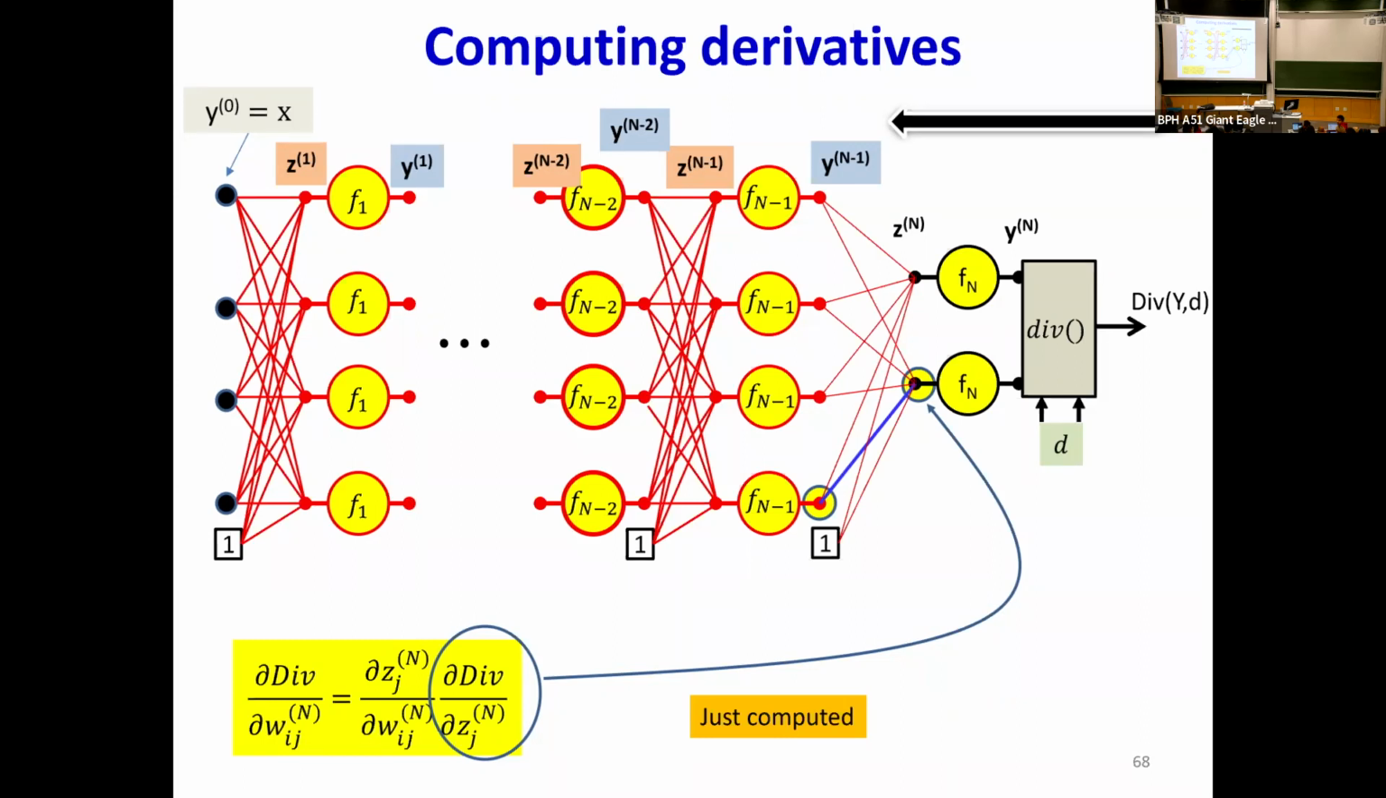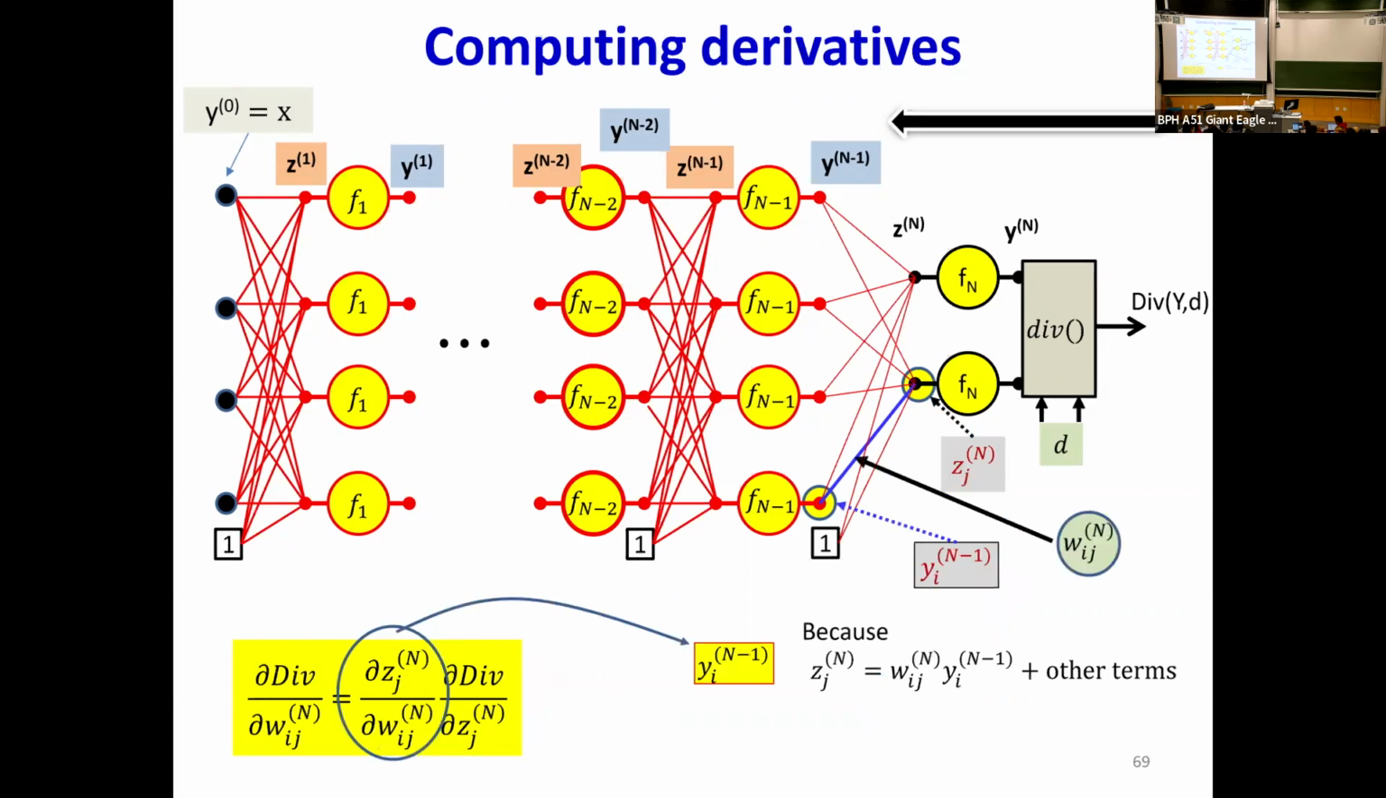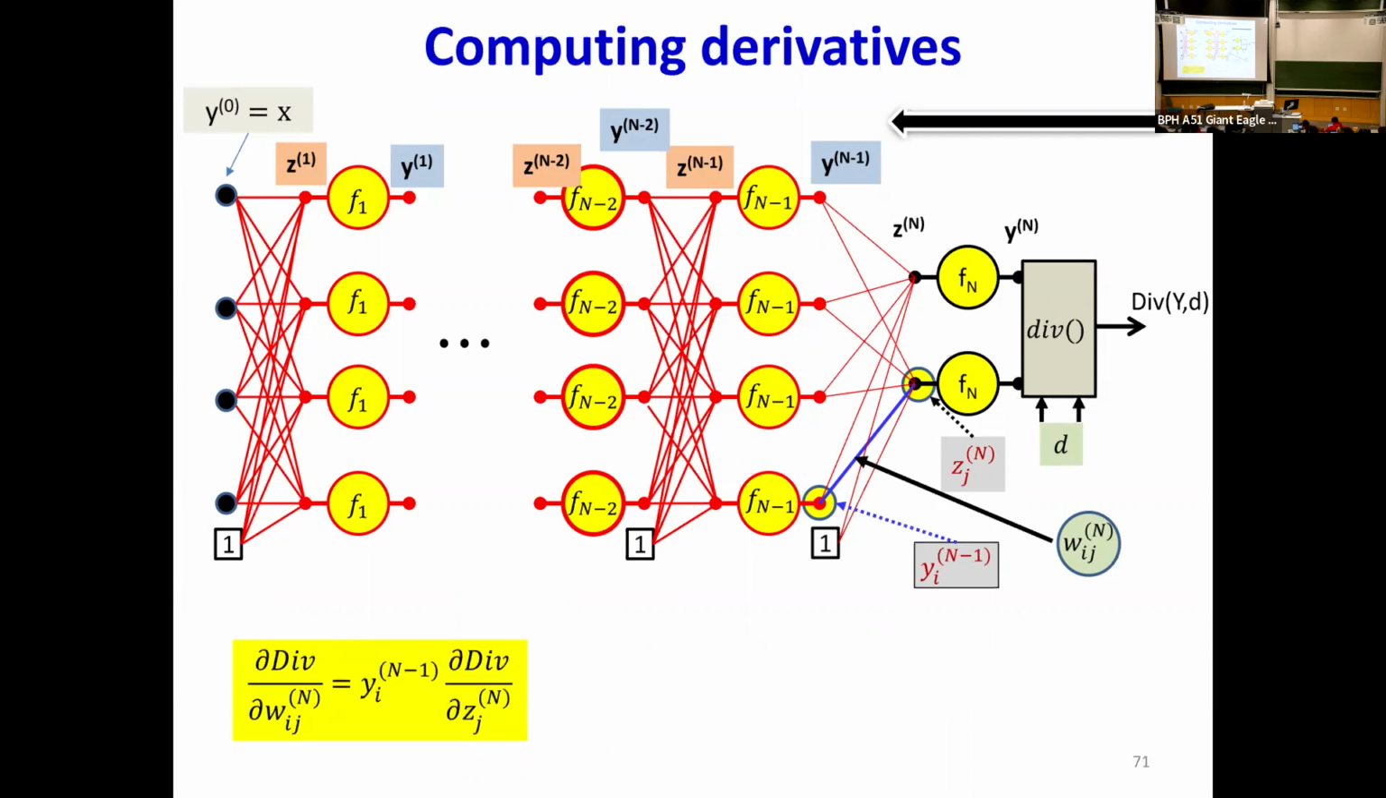Yes. Why is that? It's affine, right? Z is going to be this W times this input plus other terms, right? So the derivative of Z with respect to this W is simply going to be the Y. So the derivative of a Z with respect to a weight is going to be the input to the connection. And so if you write the whole thing down, and the input to the connection was computed in the forward pass, the derivative of the divergence with respect to a weight is the derivative of the divergence with respect to the z times the input to the connection.